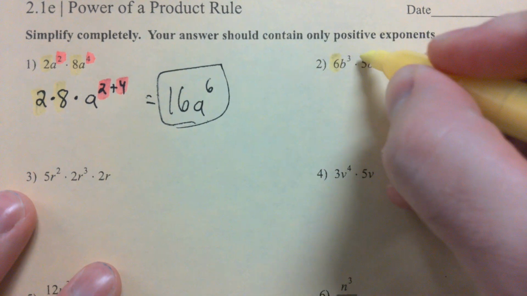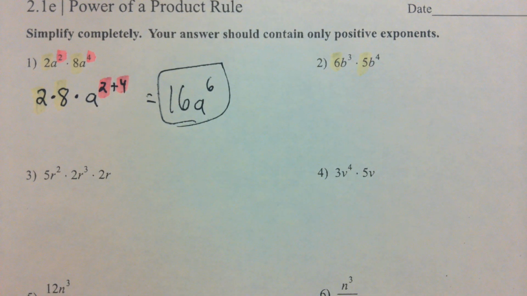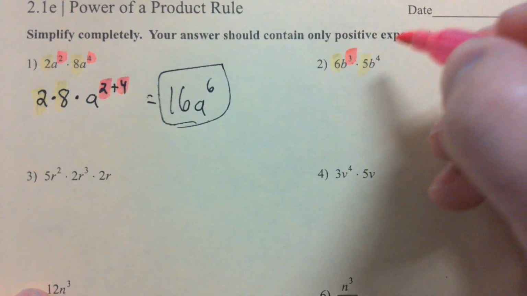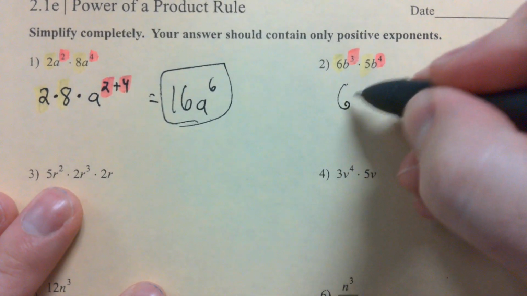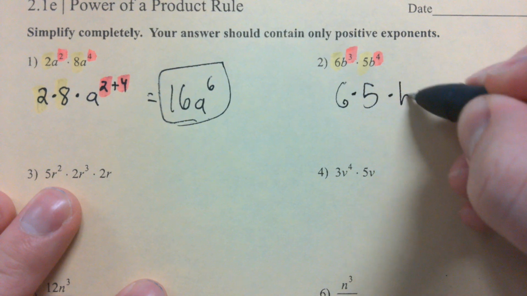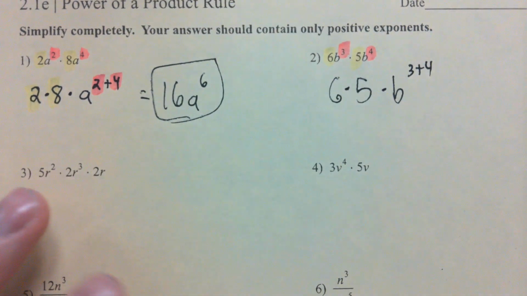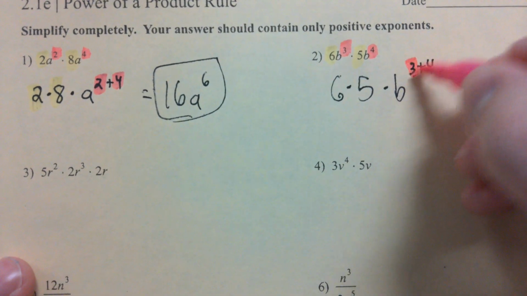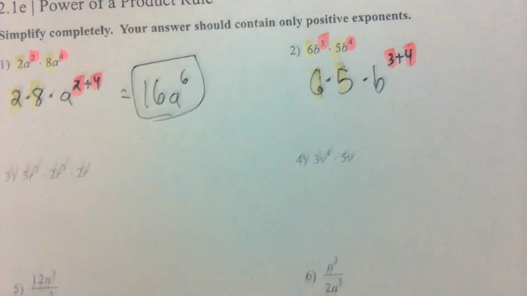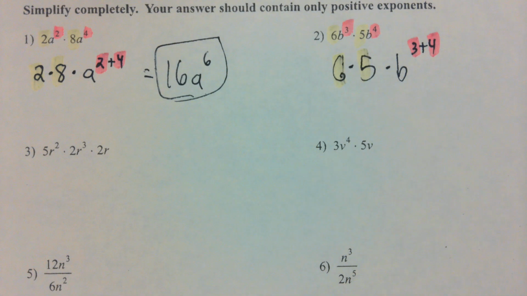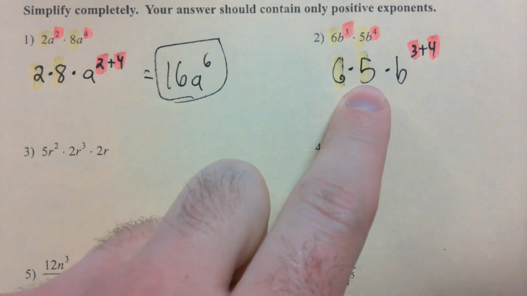Number 2, same thing. Our numbers in yellow, or sorry, our coefficients in yellow, I should say. Our powers in pink. 6 times 5 comes to the front. 3 plus 4 stuck on our B. 3 plus 4. 6 times 5, just like that. Again, we're rearranging it so our like colors are together.